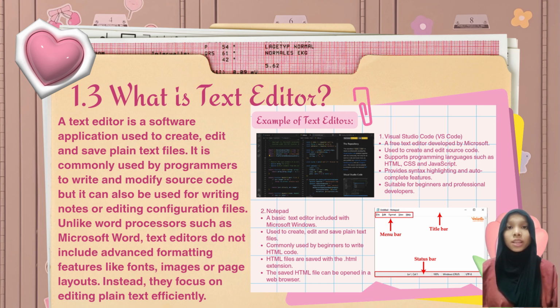The second example is Notepad. Notepad is a basic text editor that comes with Microsoft Windows. It is used to create, edit, and save plain text files. It is commonly used by beginners to write HTML code because it is simple and easy to use. HTML files are saved with the .html extension, and once saved, they can be opened in a web browser to display the web page. Thank you.